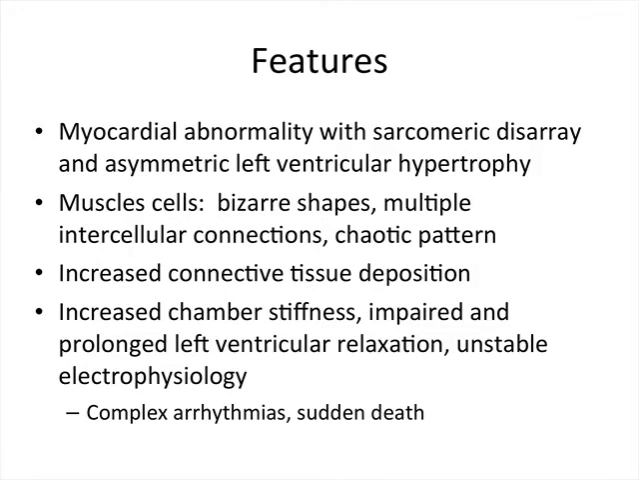The features of hypertrophic cardiomyopathy distinguish it from other myocardial conditions and include primarily a myocardial tissue abnormality with sarcomeric disarray and asymmetric left ventricular hypertrophy. The hypertrophied muscle cells consist of bizarre shapes with multiple intercellular connections in a chaotic pattern. There is increased connective tissue deposition, which contributes to increased chamber stiffness and impaired ventricular relaxation, leading to diastolic heart failure. Impaired diastolic relaxation causes increased left atrial pressure and the development of pulmonary congestion and pulmonary hypertension over time.